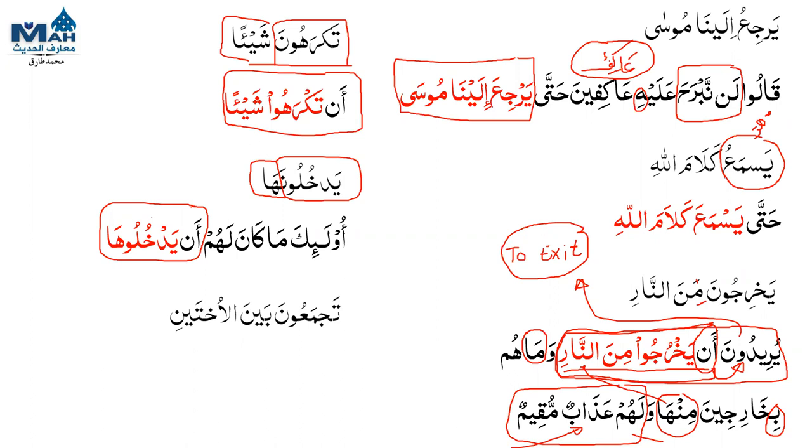Can you read the next one? تجمعون بين الأختين. Okay. So? You will assemble between the sisters. No, between, collection. Jama'a yajma'u. You will collect. تجمعون بين الأختين. You are collecting between two sisters. Okay. أن تجمعوا بين الأختين. Your collection between two sisters. So we will remove what? Time from the translation. I hope you all students understood.